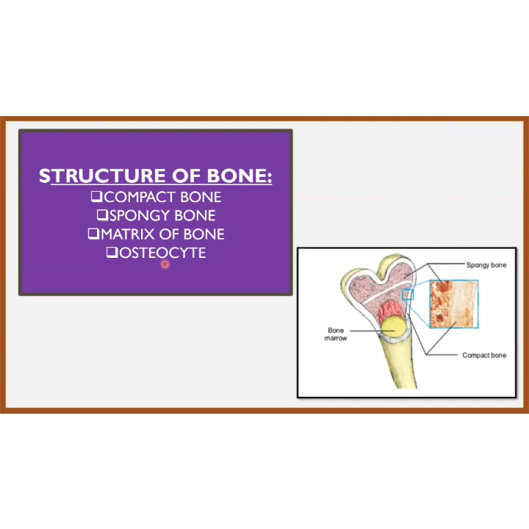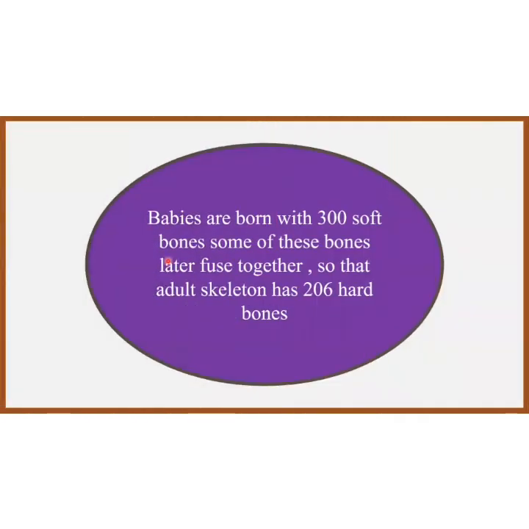Osteocytes. Bone contains different types of cells. Mature bone cells are called osteocytes. In cartilage, chondrocytes are present, but in bones, osteocytes are present. Babies are born with 300 soft bones. Some of these bones later fuse together so that the adult skeleton has 206 hard bones.